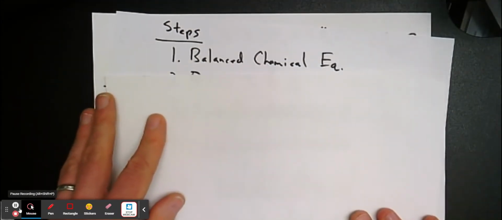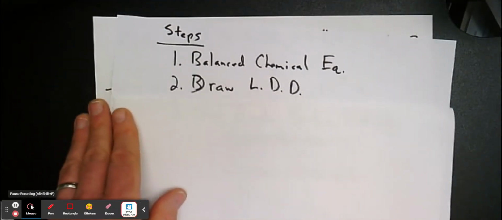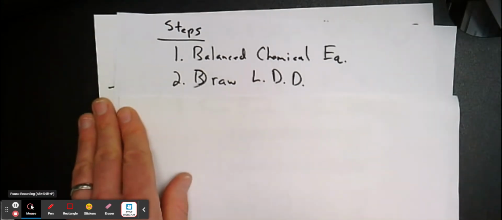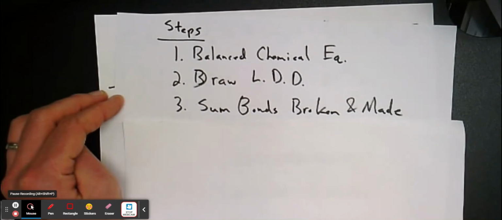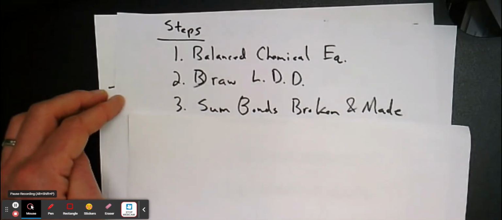Here are the steps. All right, balanced equation. Draw the Lewis dot structure to really help you visualize what the bonds are and how many there are of them. And then sum up the bonds broken or made.